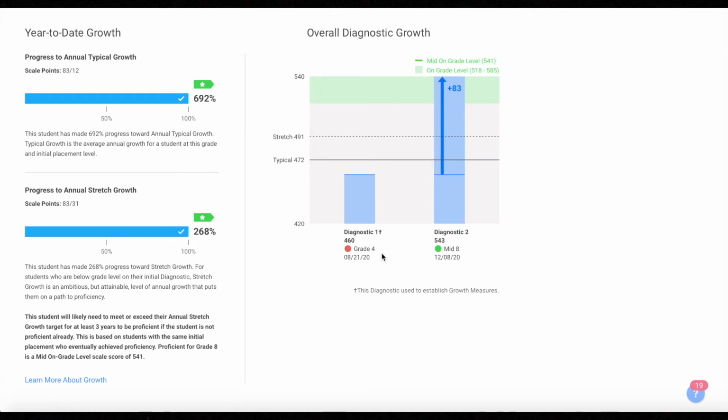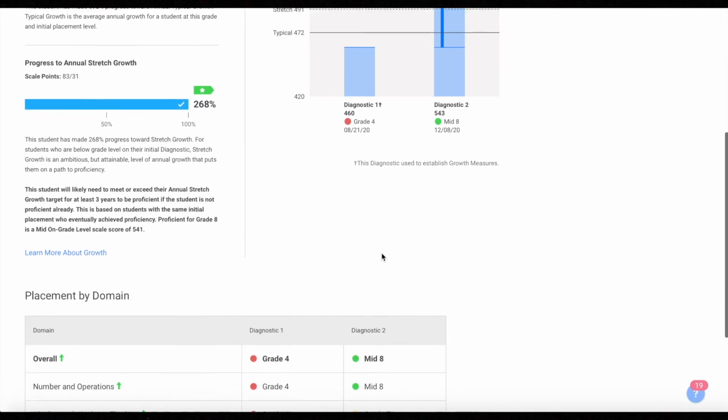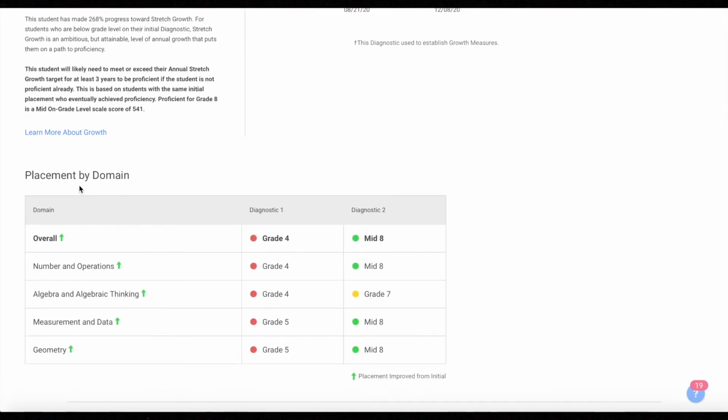The last thing that this data will show you is their placement by domain. These are the 4 areas where the state looks to see how well your student is doing in either math or English. And on test number 1, this student was at a grade 4 for numbers and operations, grade 4 for algebra and algebraic thinking, grade 5 for measurement and data, and grade 5 for geometry.